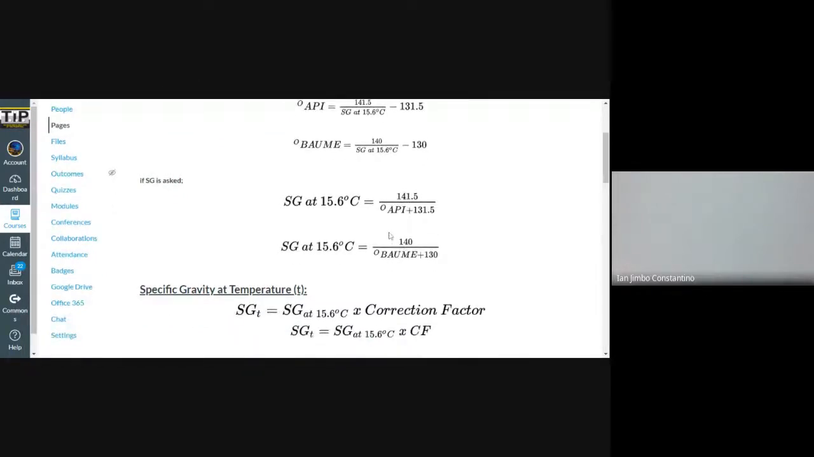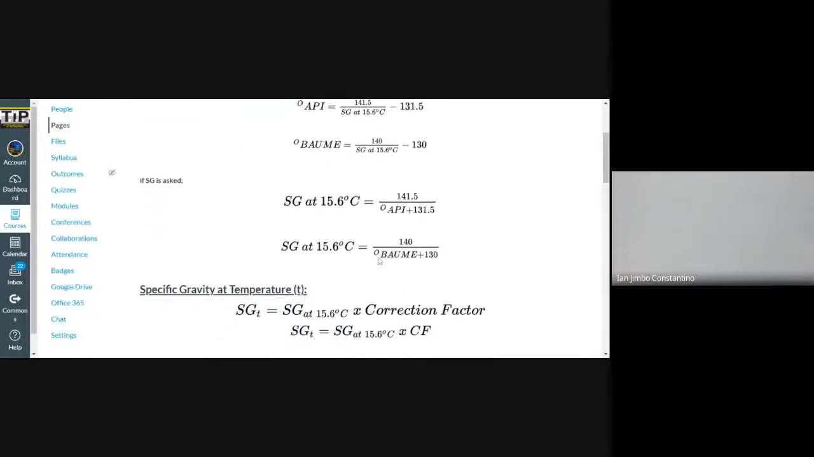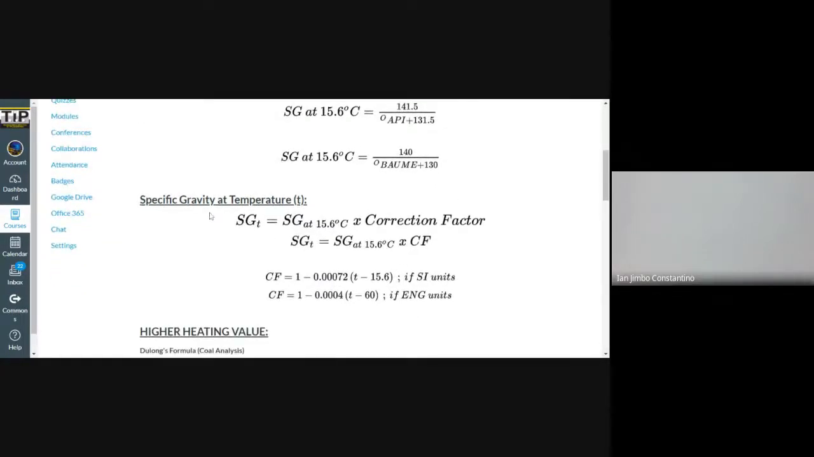So it is given by the formula 141.5 divided by degree API plus 131.5. The same with the specific gravity at 15.6 degrees Celsius using the Baum gravity units. That is 140 divided by degree Baum, the value, plus 130. Now, we can recall that the specific gravity is not always given at standard temperature.